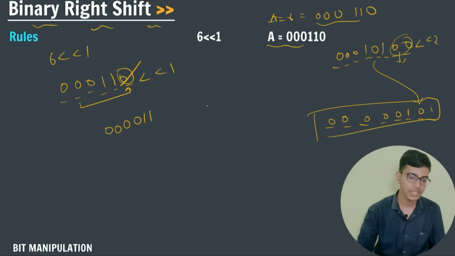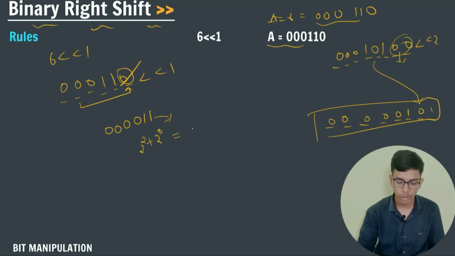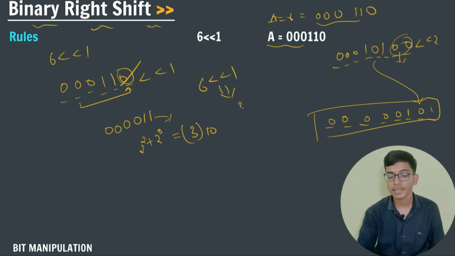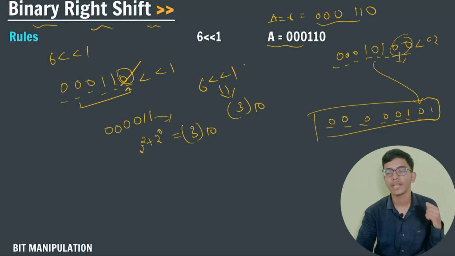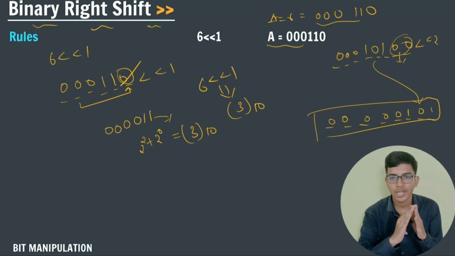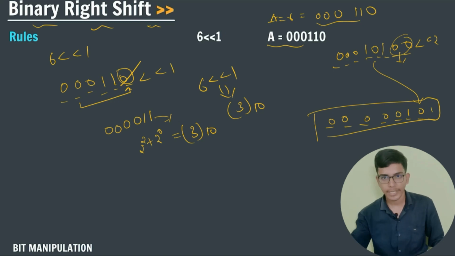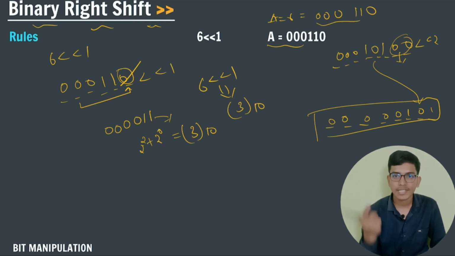So what output will this give me? This will give me 2 to the power of 0 plus 2 to the power of 2. So this will give me output as 3 in decimal. So 6 right shift 1 should give me output as 3 in decimal number format. Now this is the concept of binary right shift. We are just pushing the given number towards the right by deleting the given n digits of my binary number. So this is how bit manipulation of right shift works.